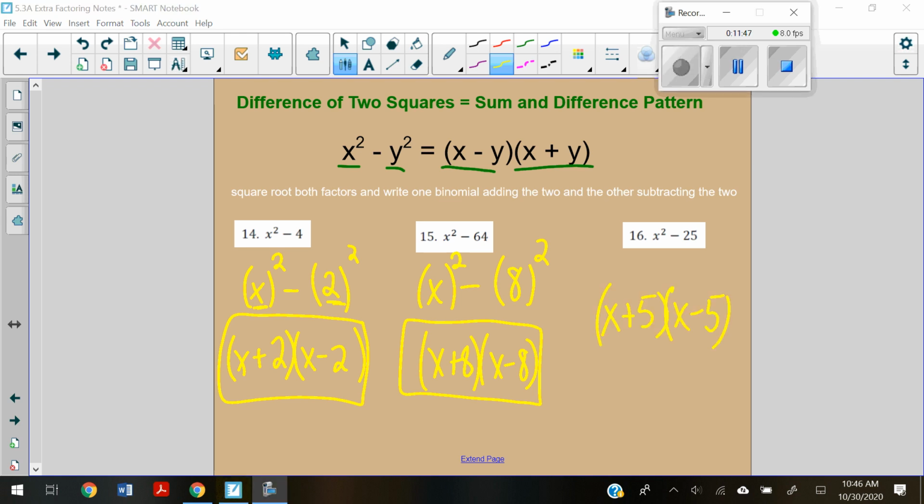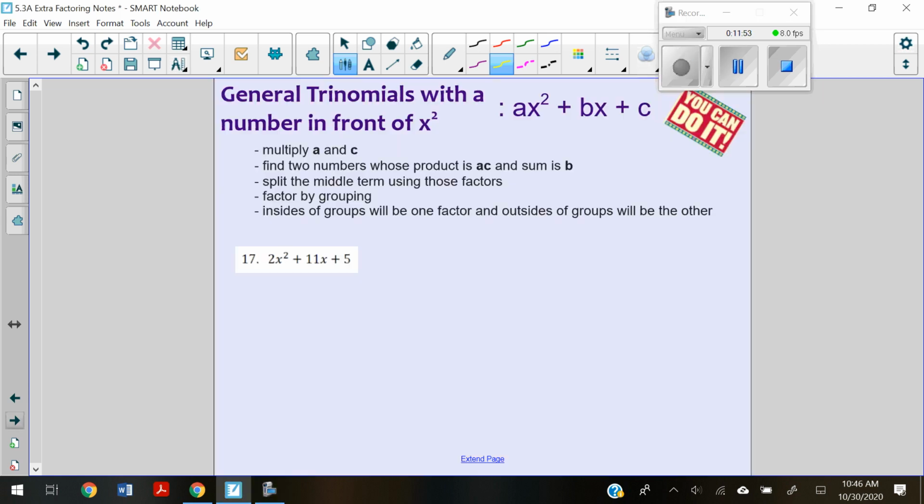All right, so what multiplies by itself to 25? That's 5. So x plus 5, x minus 5. All right, so let's go ahead and tackle our x squared terms. So like I said before, we're going to multiply the first term times the last term. So this AC is going to go in the top. Well, 2 times 5 gives me 10. And my middle term, 11, is going to go in the bottom.